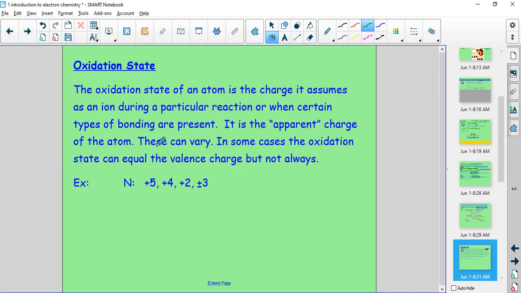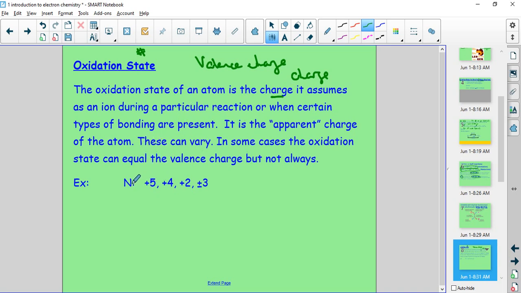Now, oxidation states, you've probably heard of this since grade 9, and it's been called a few different things. You may have heard valence charge, or you simply may have heard it called just charge, or oxidation number, right? A few different terms for this, but essentially what it means is what is the charge? If it were an ion, what would the charge be, right?